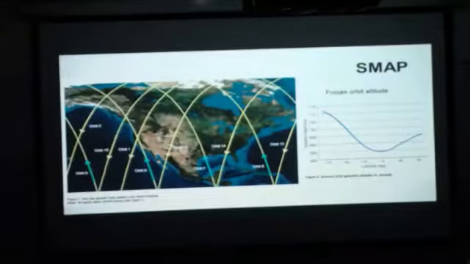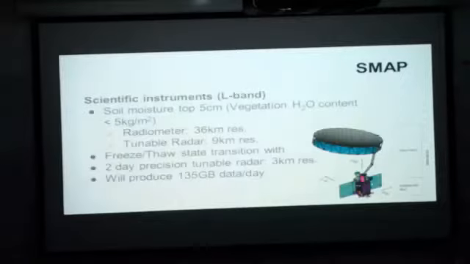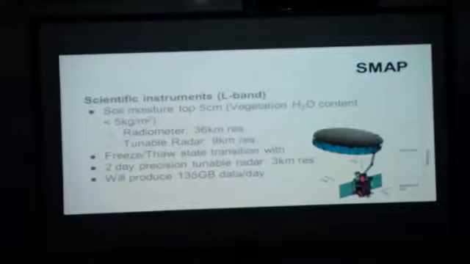This is more or less how the satellite is going to cover the whole planet, and it gets a lower altitude at higher latitudes, right? So that's why they try to study how rapidly the freeze gets thawed. Okay. The information is going to give us the soil moisture in the top 5 centimeters of the soil.